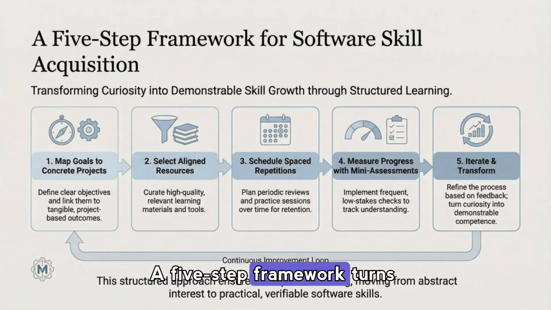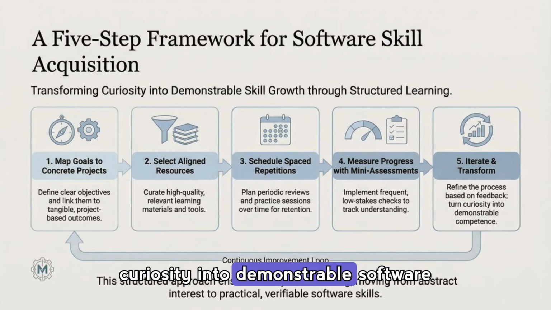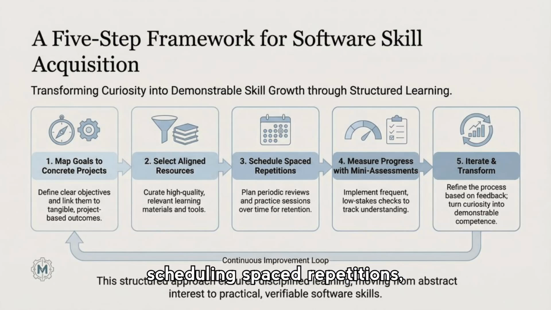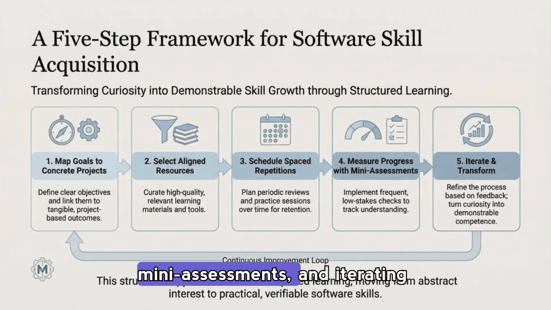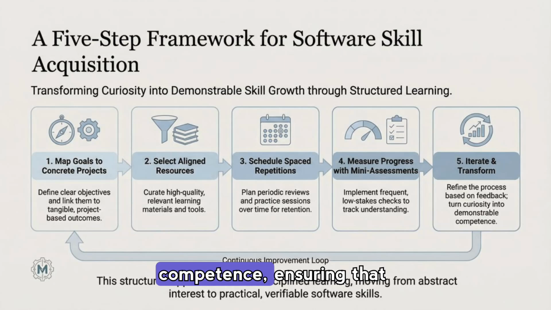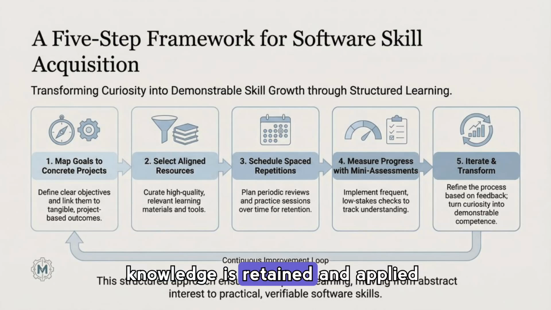A 5-step framework turns curiosity into demonstrable software skills by mapping goals to concrete projects, selecting aligned resources, scheduling spaced repetitions, measuring progress with mini assessments, and iterating based on feedback. This continuous improvement loop moves learning from abstract interest to practical competence, ensuring that knowledge is retained and applied effectively in real projects.